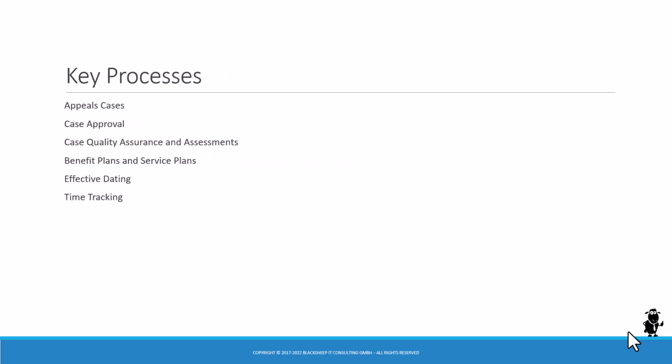We want you to be familiar with processes that are nothing like the business processes you've seen before. We want you to understand what it means for a case to go to appeal. We want you to understand how to set up case approvals. We want you to understand the importance of a quality assurance plan for a case and how to build and execute assessments. For benefits cases, we need you to understand the difference between benefit plans and service plans, and the importance of being able to track data over time using what is known as effective dating.